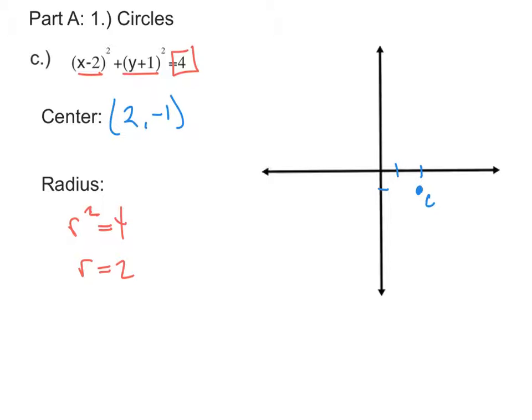Mark it with a little c. And then go 2 units in all directions for the radius. So up 2, to the left 2, down 2, and to the right 2. Then we have our whole circle.